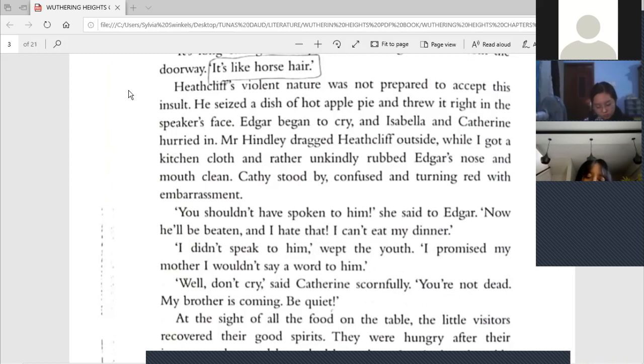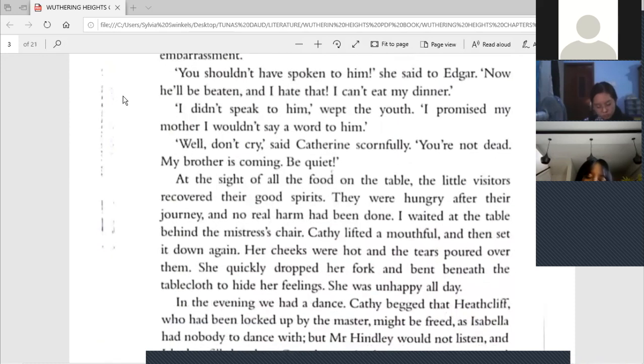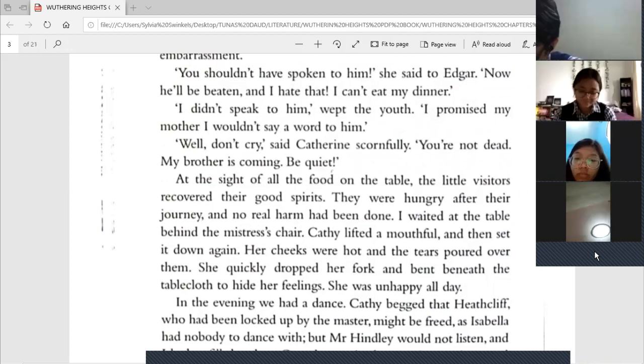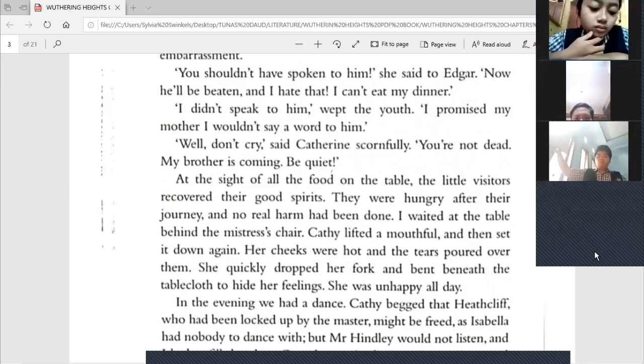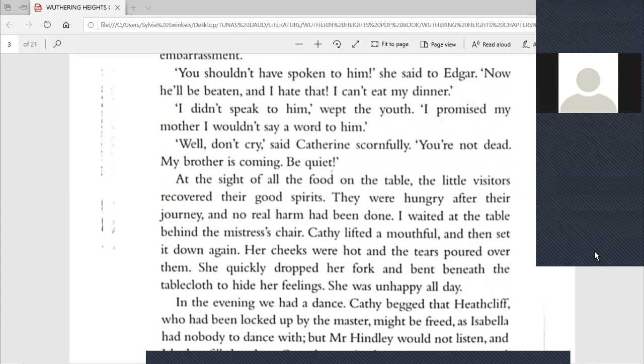"You shouldn't have spoken to him," she said to Edgar. "Now he'll be beaten and I hate that. I can't eat my dinner." "I didn't speak to him," wept the youth. "I promised my mother I wouldn't say a word to him." "Well, don't cry," said Catherine scornfully. "You're not dead. You're not dead. My brother is coming. Be quiet."